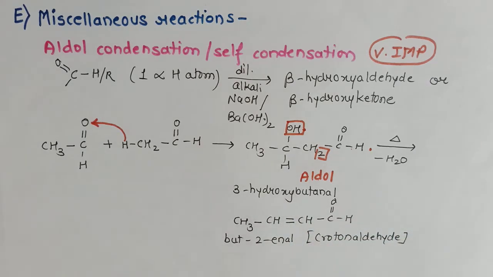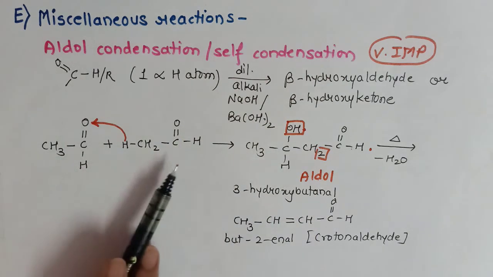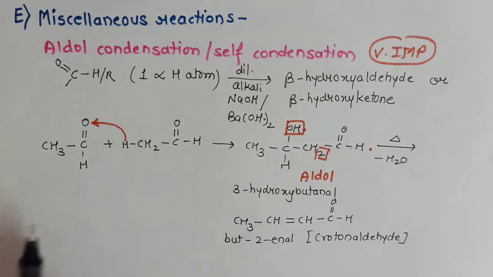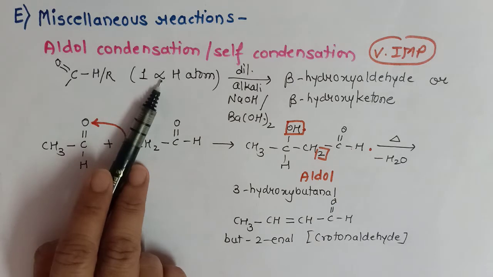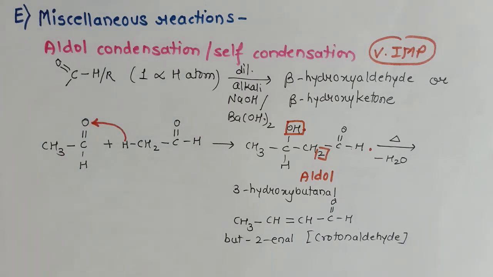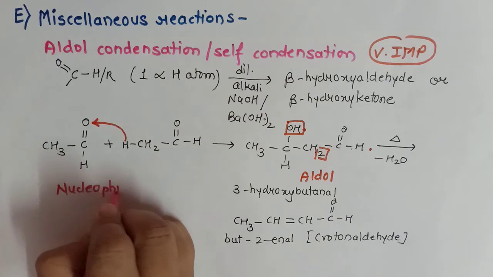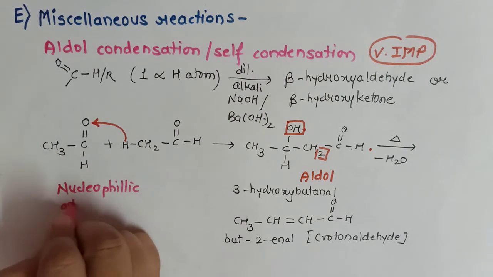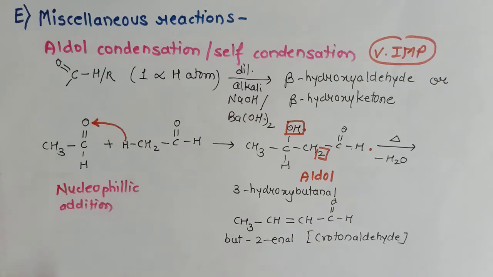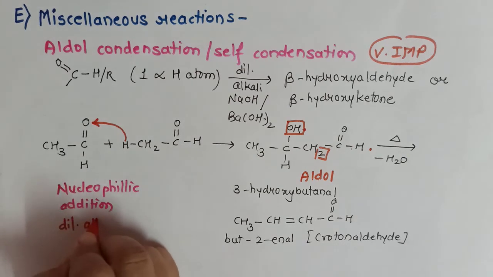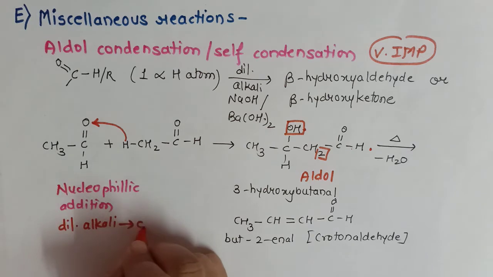So if the preparation method of crotonaldehyde is asked, you should not get confused. Crotonaldehyde is obtained by self-condensation of two molecules of ethanal. Ethanal, since it contains alpha hydrogen atom, will show this reaction, and this reaction is a nucleophilic addition reaction. Now what is the role of this dilute sodium hydroxide or dilute barium hydroxide? This dilute alkali acts as a catalyst.